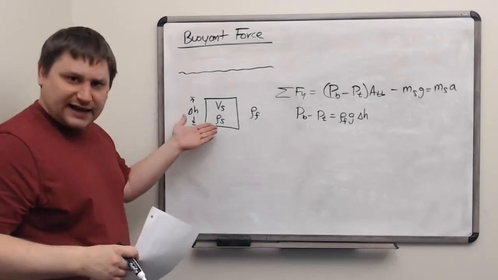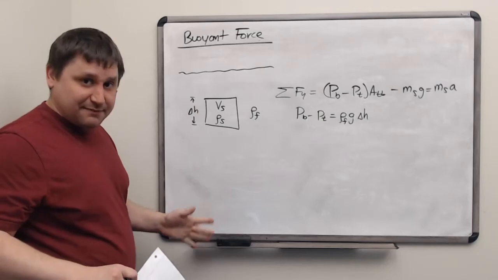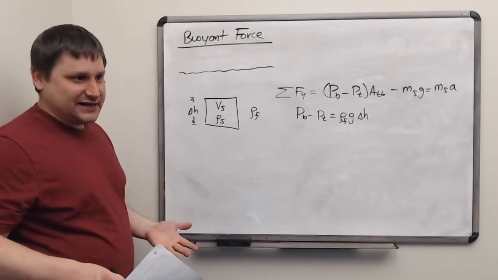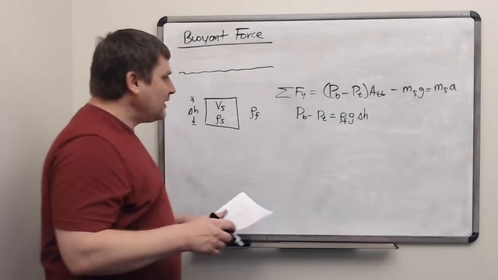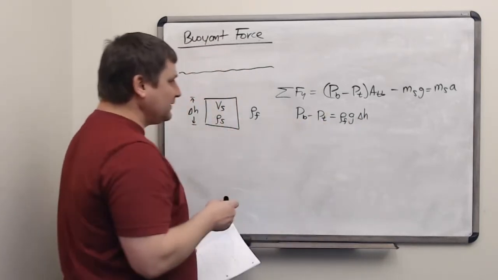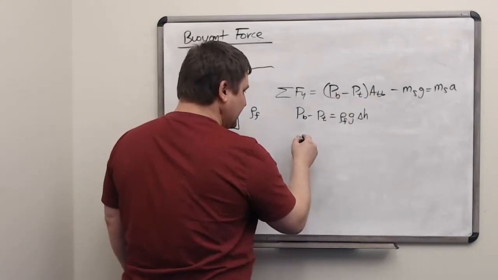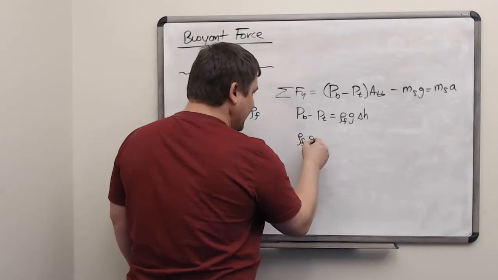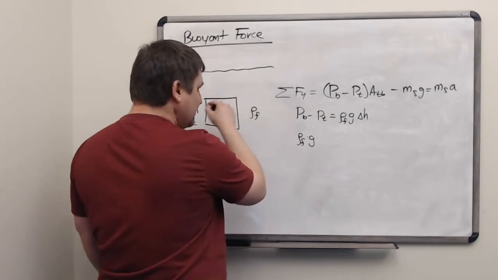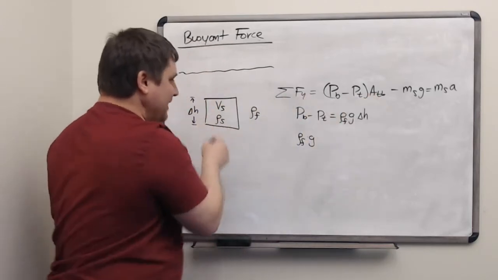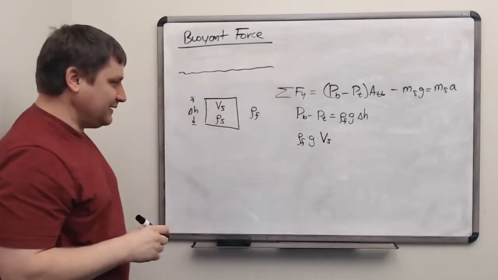I know that it's a rectangle, but you can trust me that it works out the same way for any other shape. You can just consider the shape to be a bunch of rectangles glued together or something like that. So if we use the hydrostatic equilibrium here, on this first term, this is going to turn into the density of the fluid times gravity. And then we have delta h, which is the height, multiplied by the area of the top and bottom. So this is actually going to turn into the volume of the solid.